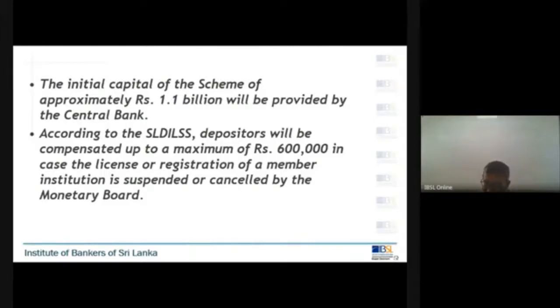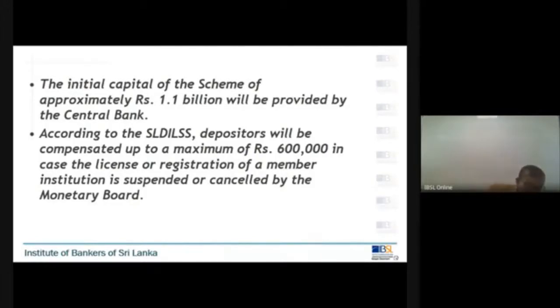Now, who are the institutions covered under this? You need to know. Actually, it started, as I told you, with 100,000, and that increased to 200,000, and then to 300,000. Now they are giving around 600,000, right? But earlier it was initiated with this.